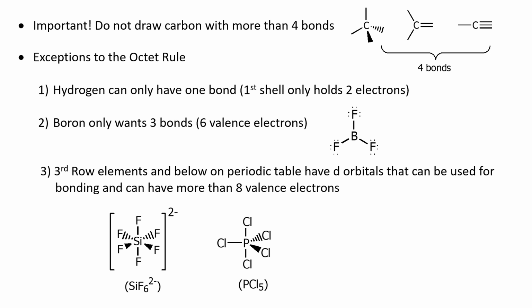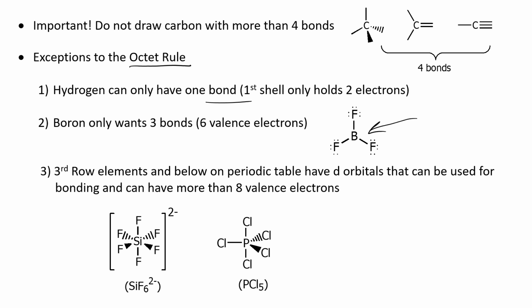So some important exceptions and things that you need to know. Don't ever draw carbon with more than 4 bonds. If we're assuming that it's a neutral molecule, then carbon needs to have 4 bonds. It should not have less. It should not have more. Some exceptions to the octet rule. Hydrogen can only have 1 bond because it only has 2 electrons in the first shell. Boron typically likes 3 bonds or 6 valence electrons. That's just an exception. So don't use multiple bonds or put lone pairs on borons after it's got 3 bonds.